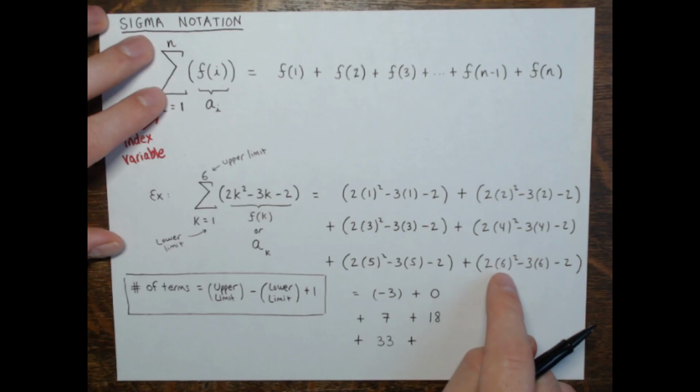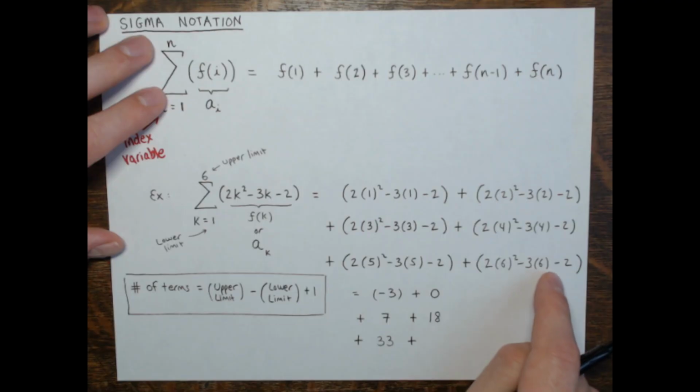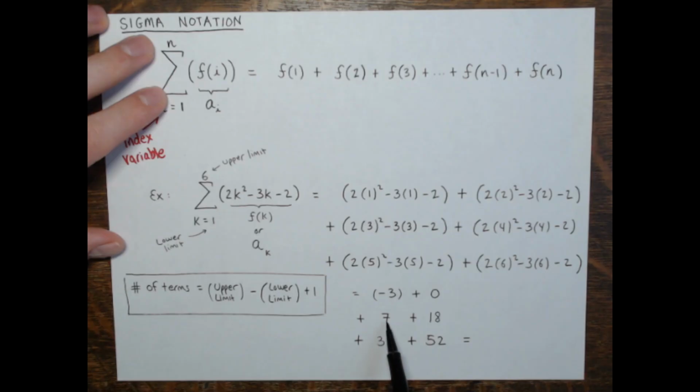here, plus, 6 squared is 36, times 2 is 72, then you have minus 18, minus 2, so 72 minus 20 is 52. And you put all these together and you got, 52 and 18 make 70. 33 and 7 make 40.